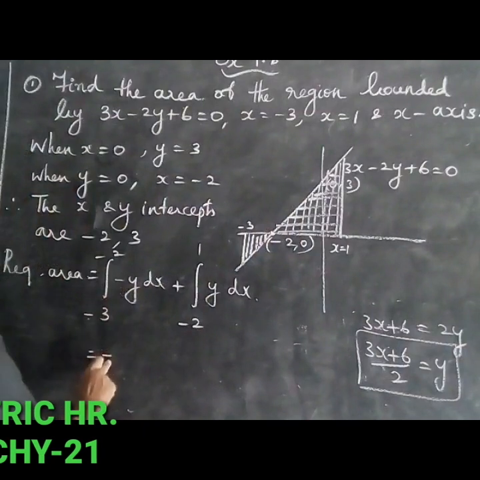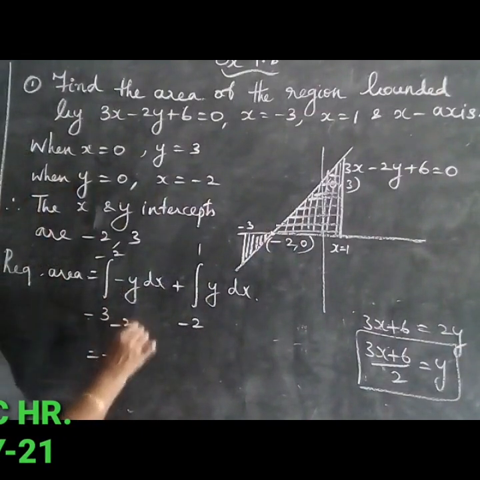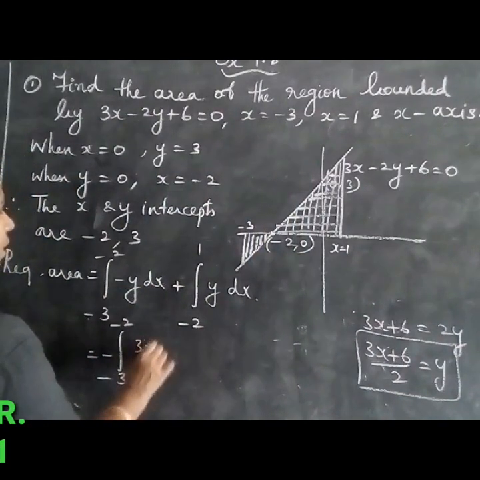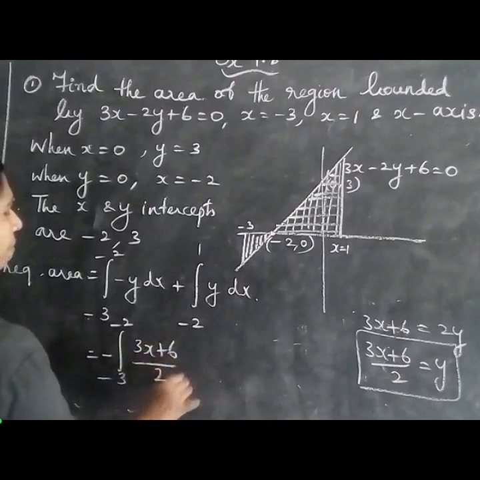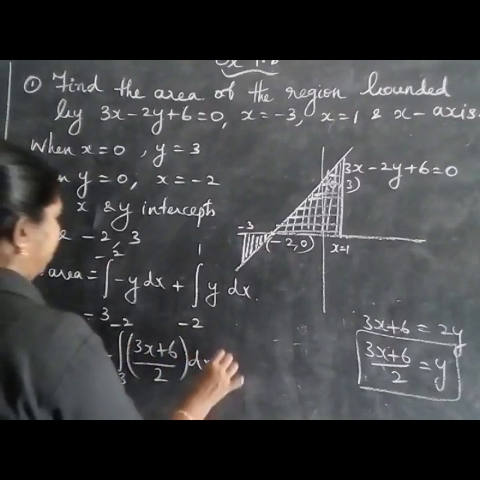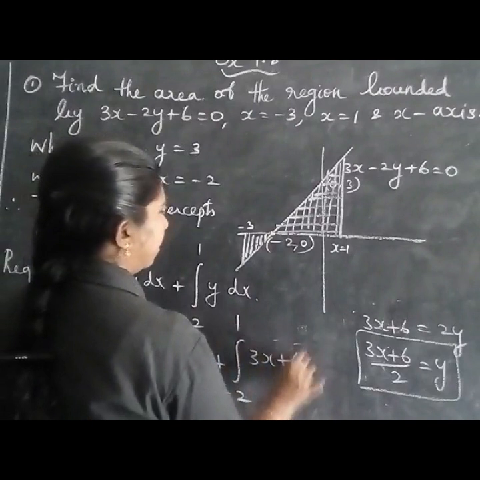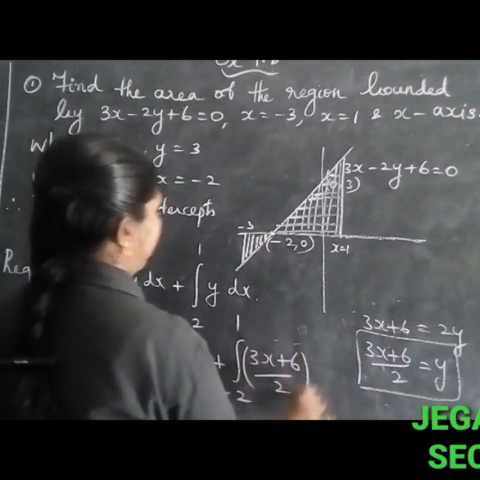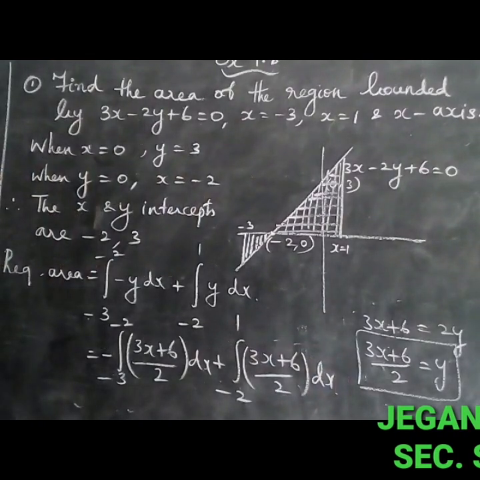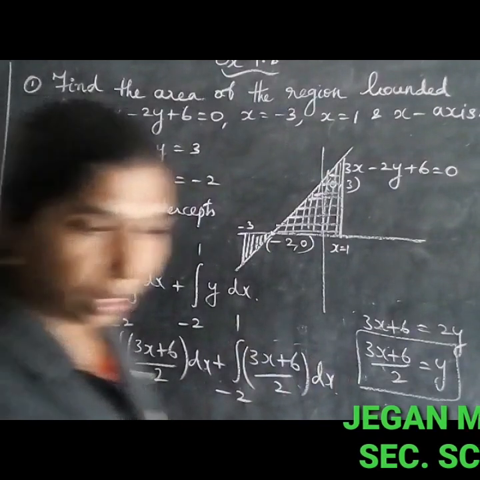Therefore we can write here, this minus sign you can take out, minus limit of minus 3 to minus 2 of y dx, where y is equal to (3x plus 6) divided by 2, dx, plus limit of minus 2 to 1 of (3x plus 6) by 2 into dx. Next, ordinary integration we have to do to find out the area.